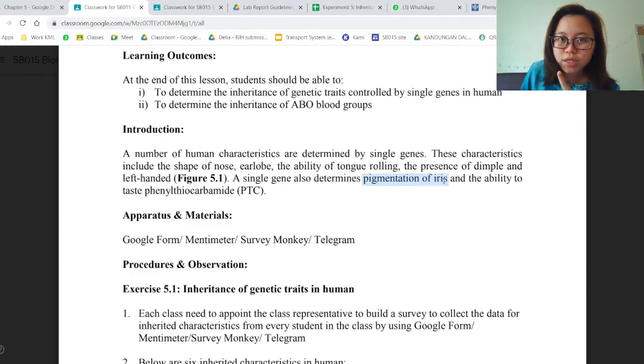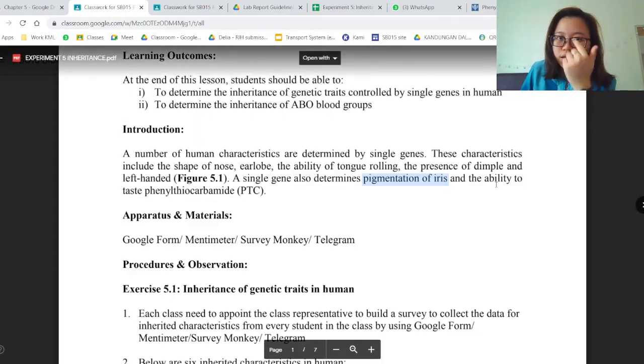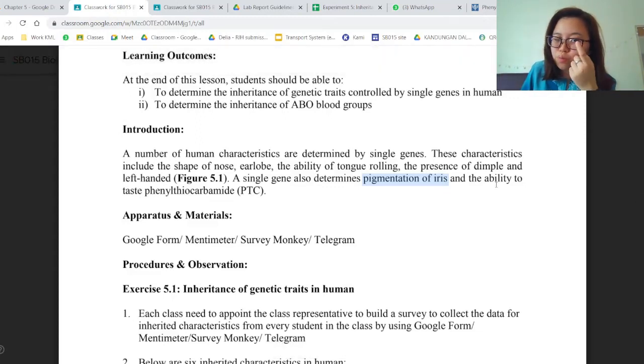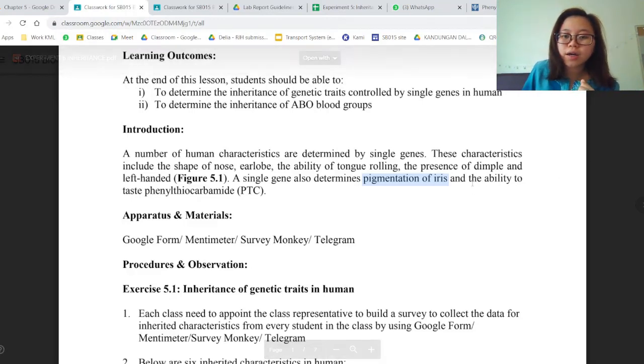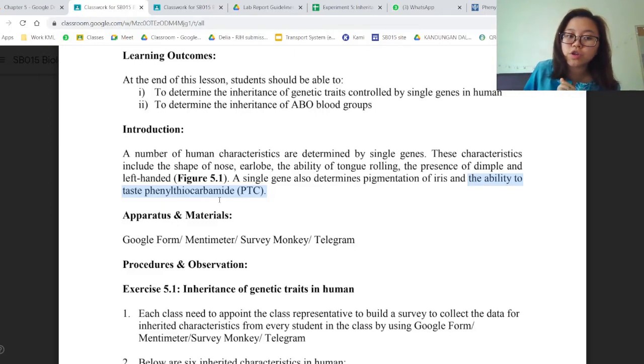Pigmentation of iris adalah warna mata kamu. Iris is the colored part. The pupil is the hitam part, the hole in your eye. And ability to taste phenylthiocarbamide. Ada sesetengah soalan pasir yang akan gunakan contoh ini, the ability to taste phenylthiocarbamide ataupun PTC.